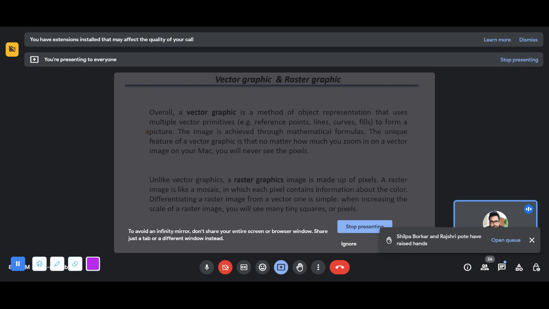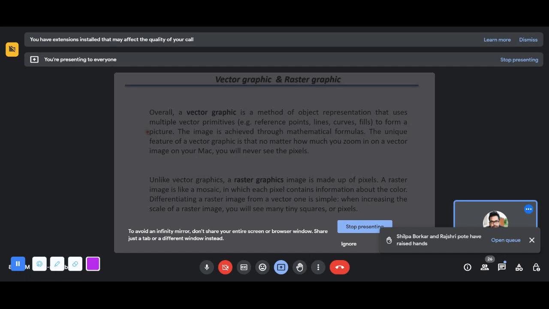And basically, the image is achieved through mathematical formulations. The unique feature is that no matter how much you zoom in or zoom out of a vector image, it will not pixelate. I mean, you will never see any pixel.